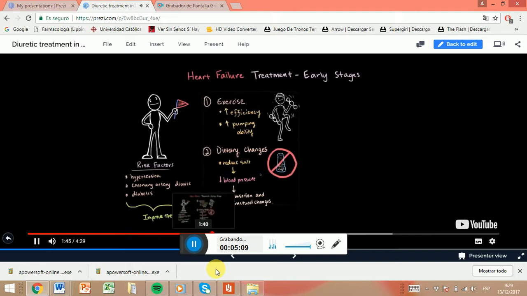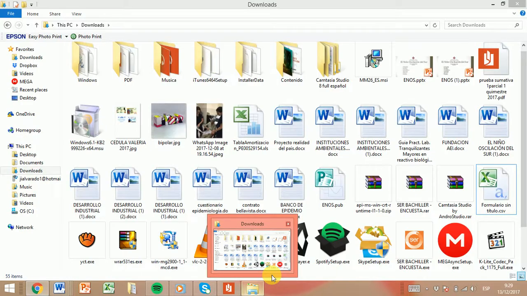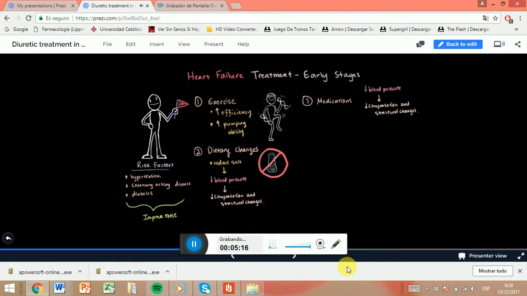The doctor might also decide to prescribe medications, and these will often be targeted at reducing blood pressure, which, like we said, makes it easier for the heart to pump blood out and reduces the chances of compensation and structural changes to the heart. So the first class of medications are ACE inhibitors. This stands for angiotensin converting enzyme.